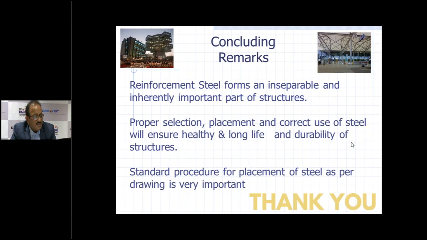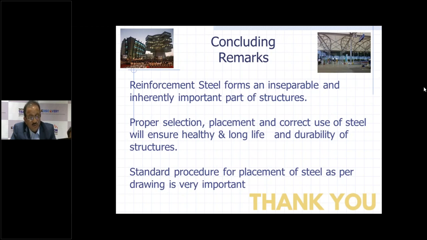We have to properly select the reinforcement bars. We have to do proper placement. We have to ensure the correct use of steel. That will definitely ensure healthy and long life and durability of the structure. Then the standard procedure for placement of steel as per the drawing is very important.